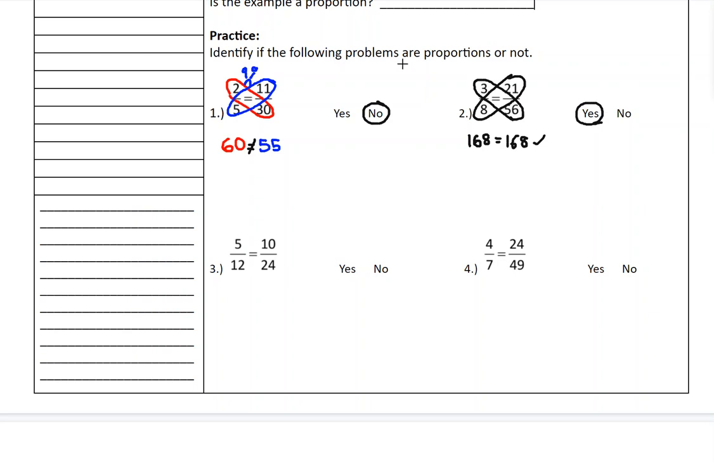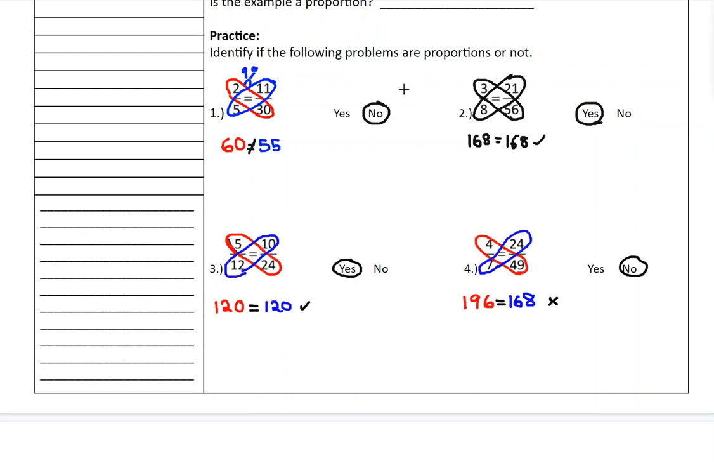Go ahead and pause the video and take a moment to solve the next two problems. When you turn it back on, we can look at them together. So let's take a look. For number 3, you should have gotten 120 is in fact equal to 120. So the two ratios of 5/12 and 10/24 are in fact proportional. For number 4, 196 is not equal to 168. So 4/7 and 24 out of 49 are not a proportion.